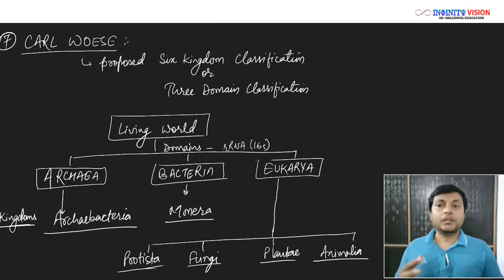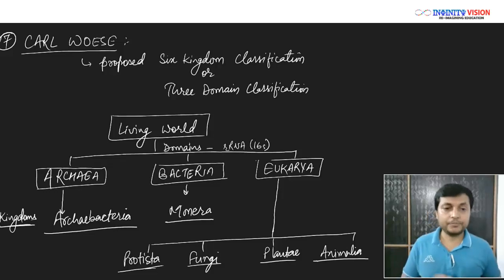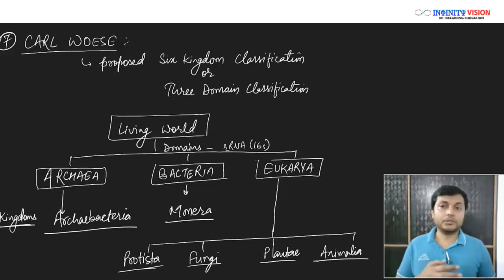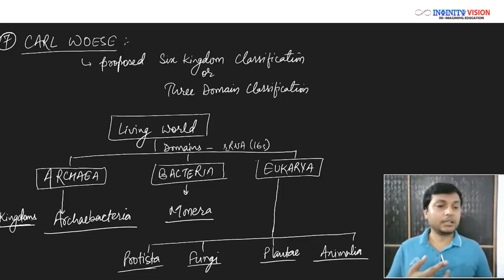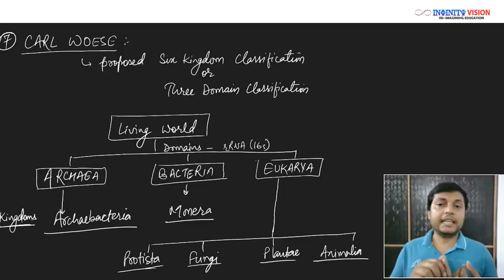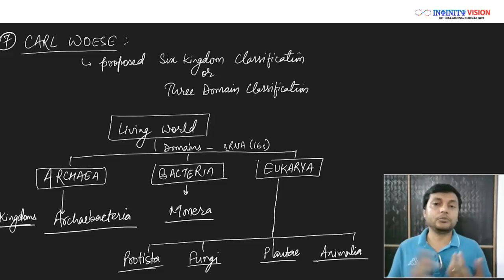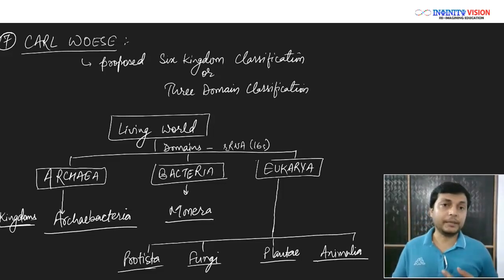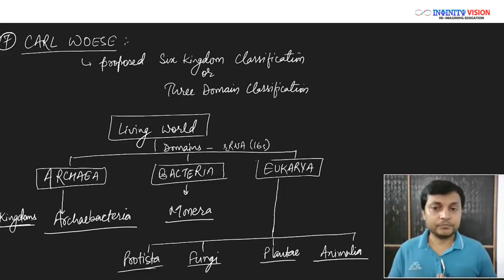So what we saw today in this video lecture is about biological classification. We talked about Aristotle, Theophrastus, Carolus Linnaeus's two kingdom classification, then Ernst Haeckel's three kingdom classification, Copeland's four kingdom classification, R.H. Whittaker's five kingdom classification, and finally the six kingdom classification by Carl Woese, which is also known as the three domain classification. So this is all about the historical aspects of the classification of the living world.